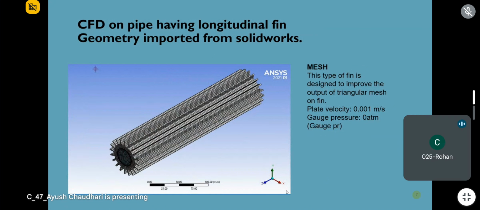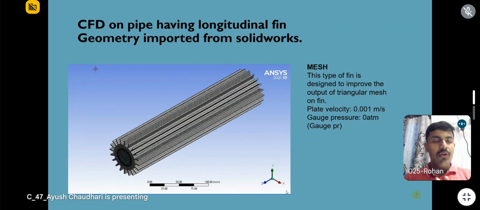Thank you, Ayush. So I will further continue with our topic. Basically, it is CFD analysis on the pipe having longitudinal fin. We have designed the geometry in SolidWorks, and we have taken it over here for the analysis of the fin. The photo is describing the mesh situation, and this type of fin is designed to improve the output of the triangular mesh on fin.